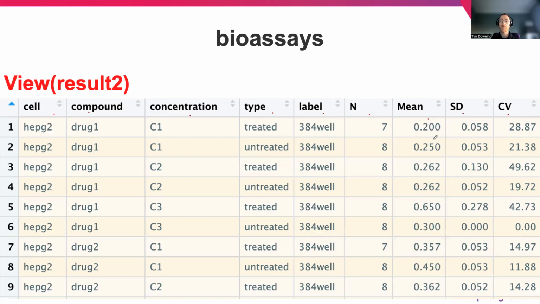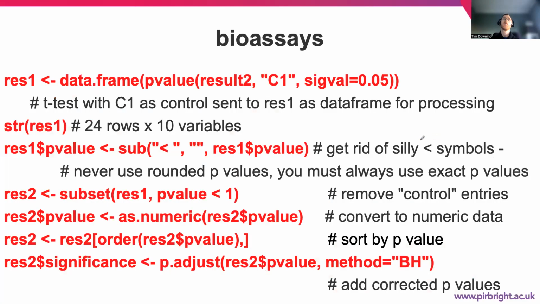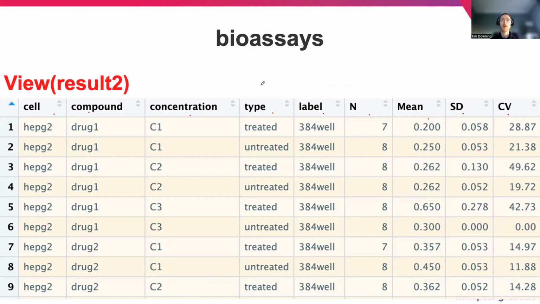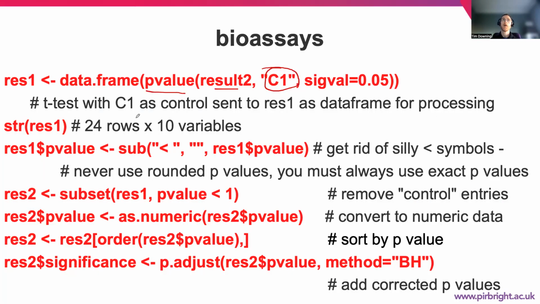What we can see then is that we have this convenient function called p-value, which applies a t-test comparing result 2 against the reference of the C1 values. If you look here, we have certain values that correspond to this category of C1. So it's comparing these other values in C2 and C3 against that C1 group. You can set this up depending on what way you want it to be. What we can do is import that t-test result into res1, which contains 24 rows altogether, so 24 tests, and it has 10 variables inside there.